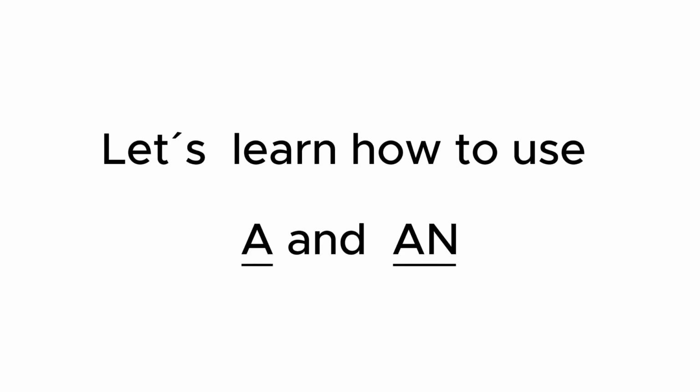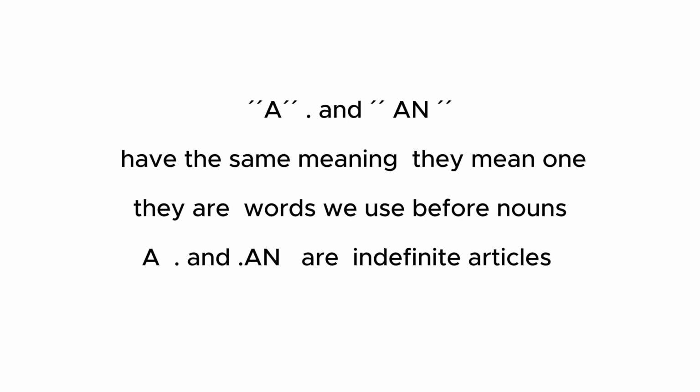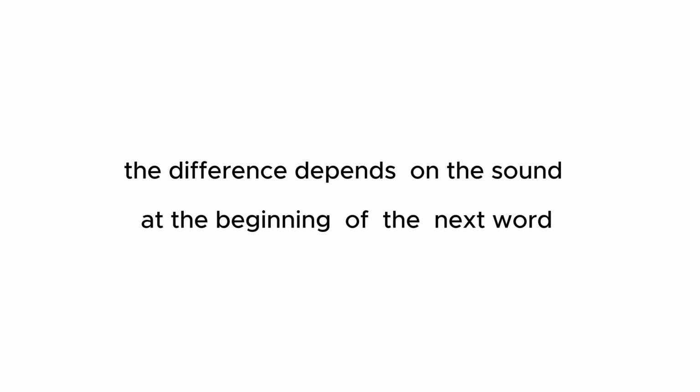Let's learn how to use A and AN. A and AN have the same meaning. They mean one. They are words we use before nouns. They are indefinite articles. The difference depends on the sound at the beginning of the next word.